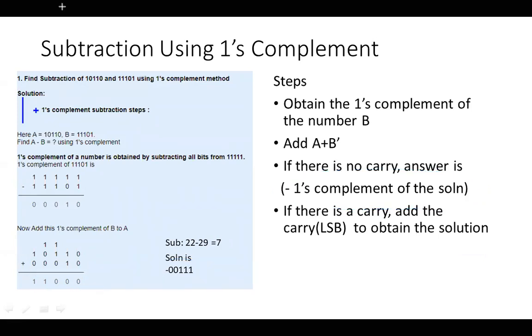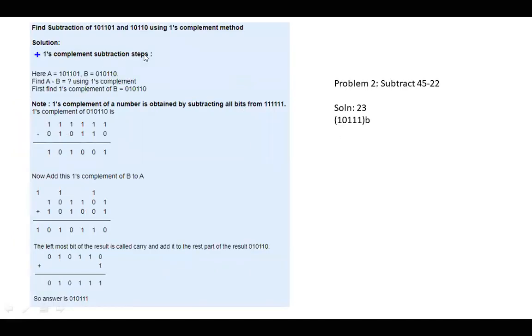Second example is, find the subtraction of the numbers 101101 minus 010110. So find A minus B using ones complement. Now what is the number over here? We see that it is 45 minus 22. I have shown one with the negative solution, one with the positive solution. Now what is the first step we have to do? We have to take the ones complement of 22.